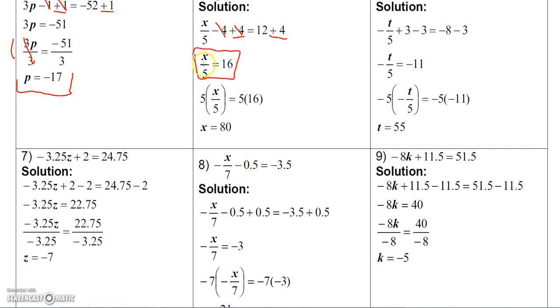So now, in order to get rid of this 5, I've got to multiply this by 5 so that 5 over 5 becomes 1, and I just get 1x on the left. And then since I multiplied the left by 5, I must also multiply the right by 5. So 5 times 16 is 80.